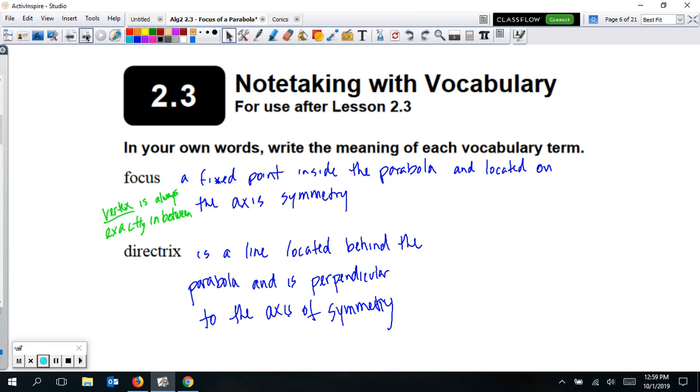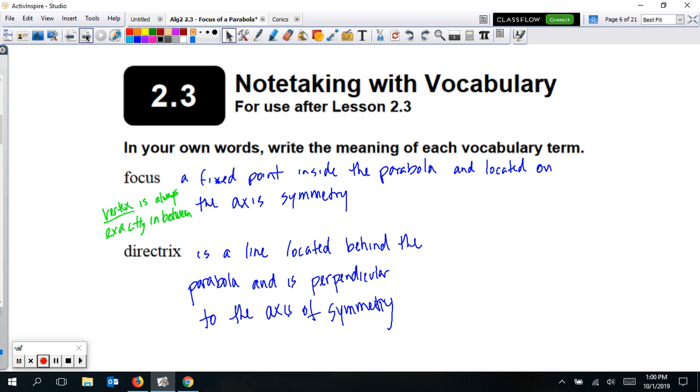The directrix. Now this one is not really as important, I think, as the focus. The focus is definitely important here. Directrix would be a line. It's a line that's going to be right behind the parabola. It's located behind the parabola. It's also perpendicular to the axis of symmetry.